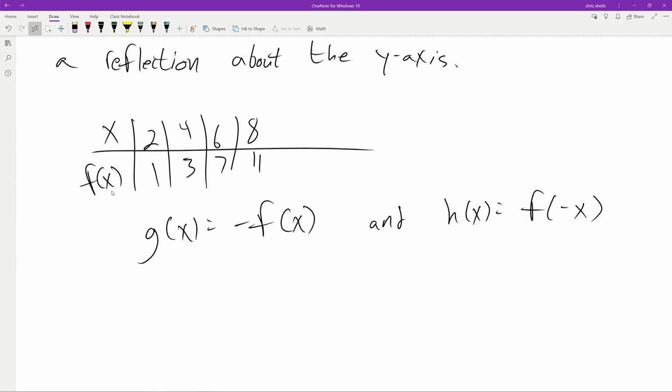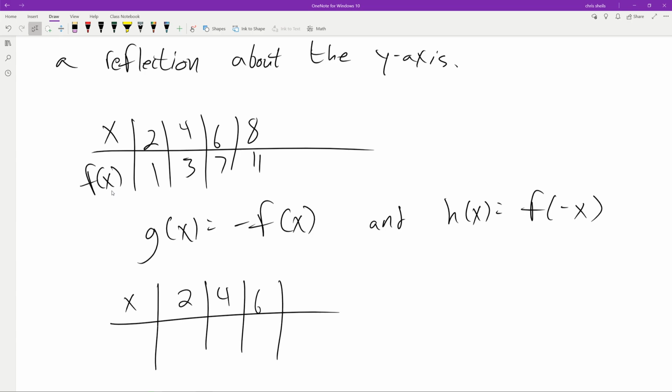Let's see, for g of x, my input values are all going to be the same. These are going to be 2, 4, 6, and 8. But now my output values are going to be opposite in sign from the output values of f of x. So I'm going to have negative 1, negative 3, negative 7, and negative 11.